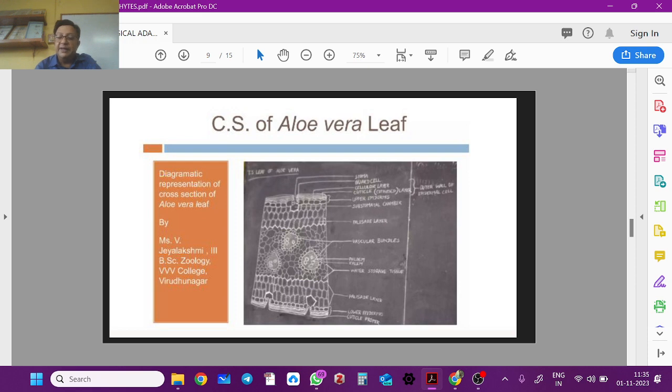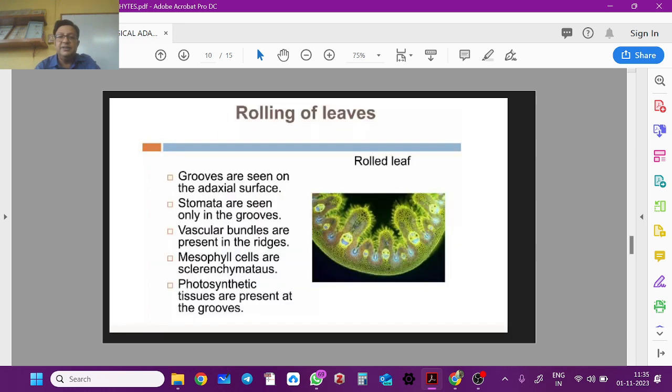Aloe vera leaf structure is also similar. I have shown you the structure. Now one thing is that the leaves are rolled up. Aloe vera also has it like this. It's not straight, it's always like this. So can you see? Grooves are seen.